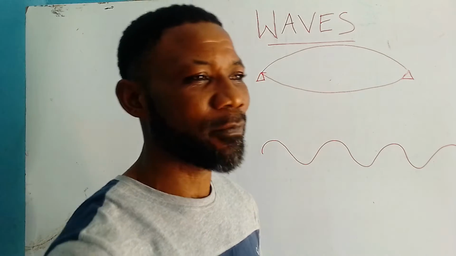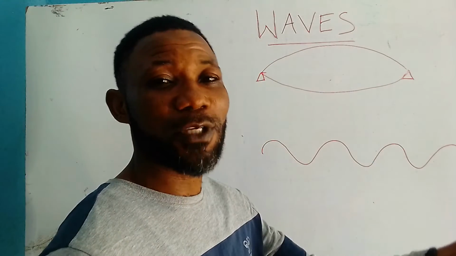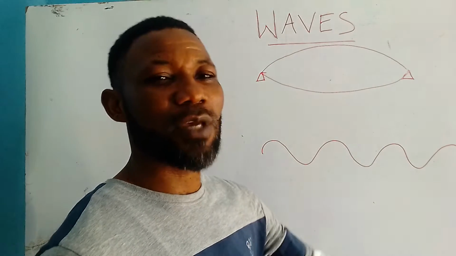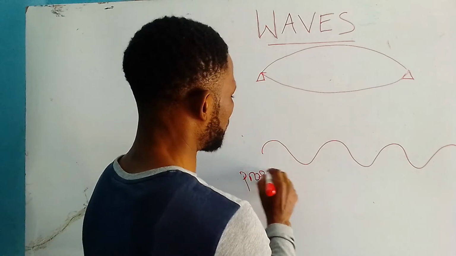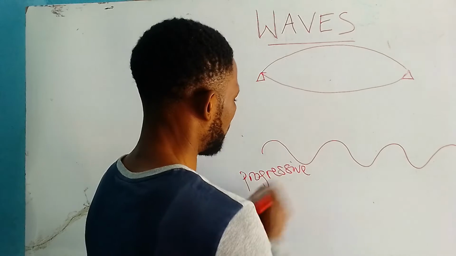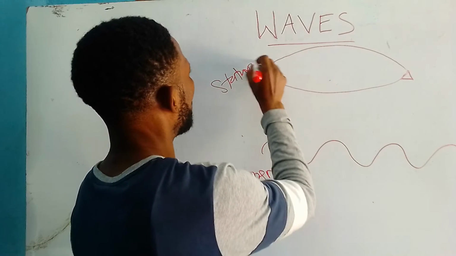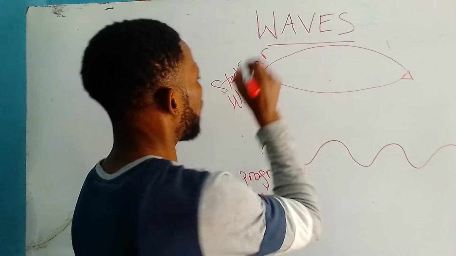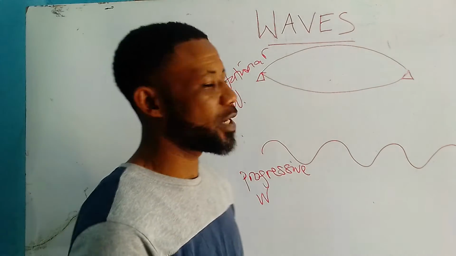That's a progressive wave. You hold a rope at one end and you move it up and down with one end fixed to a support. You see a progressive wave. Its form is moving. This is progressive because its form is moving. Progressive wave. And this is a stationary wave.